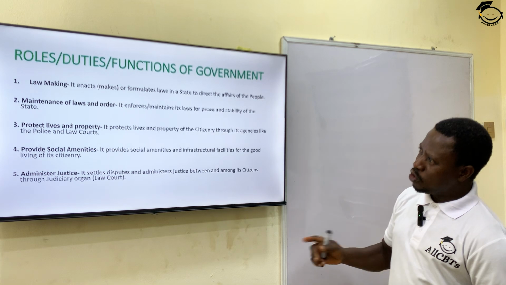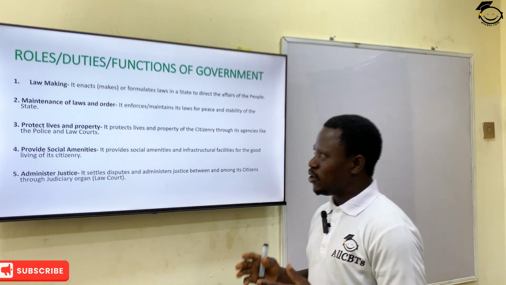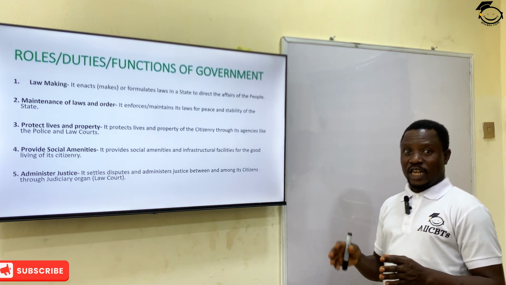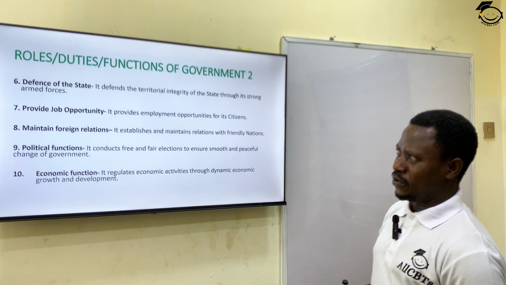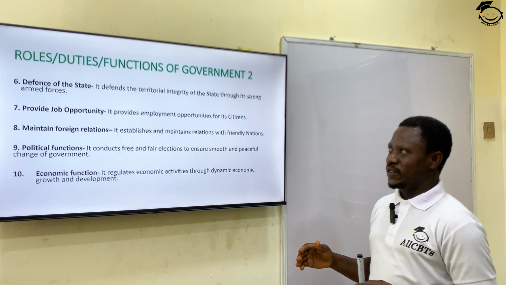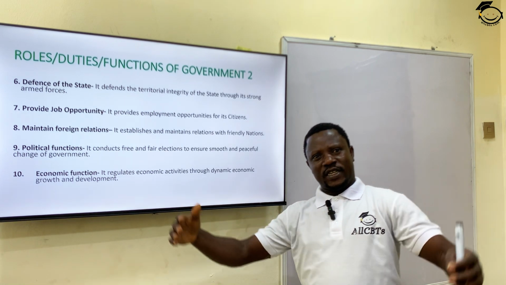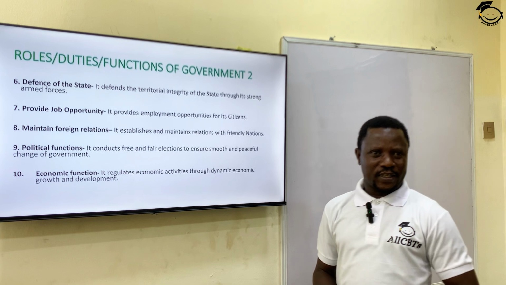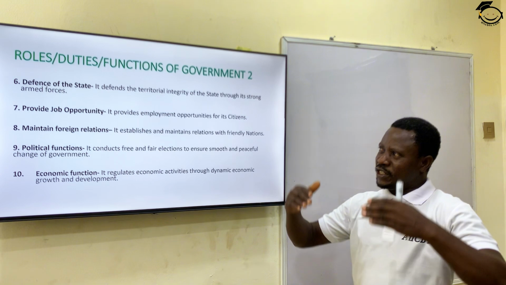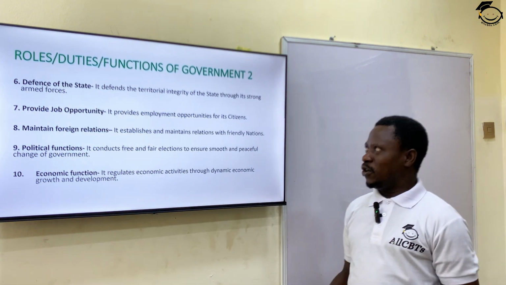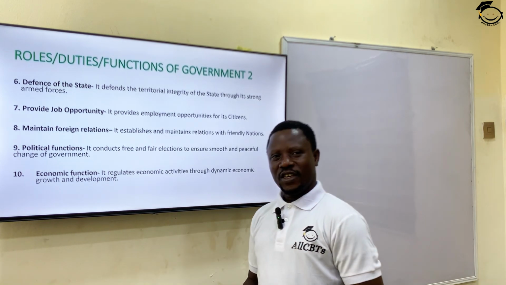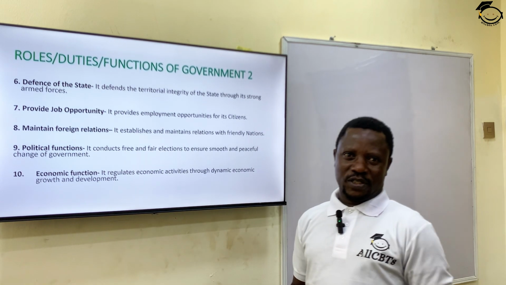As we move on, what do we expect government to do? We're expecting a good government to also perform certain functions that will make the life of the people meaningful, particularly defense of the state. If there is no defense, there could be intruders that will intrude on the territorial integrity of a society. And that's why we have soldiers, army, who are responsible for the defense of the territorial integrity of any state. Part of the functions of a government is also to provide job opportunity.